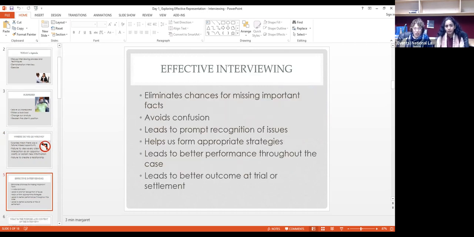So let's talk about the ways or the reasons we want to make sure we do effective interviewing. We want to be effective. We want to be careful. Why? We don't want to miss any important facts. We don't want the client to be confused. We want to facilitate as quick a resolution as possible. That may or may not be possible, but we want to facilitate the resolution. We want to have appropriate strategies. We really want to have the client tell us the truth.